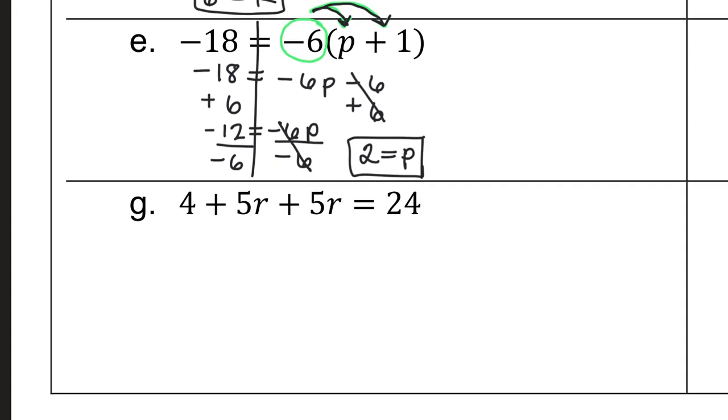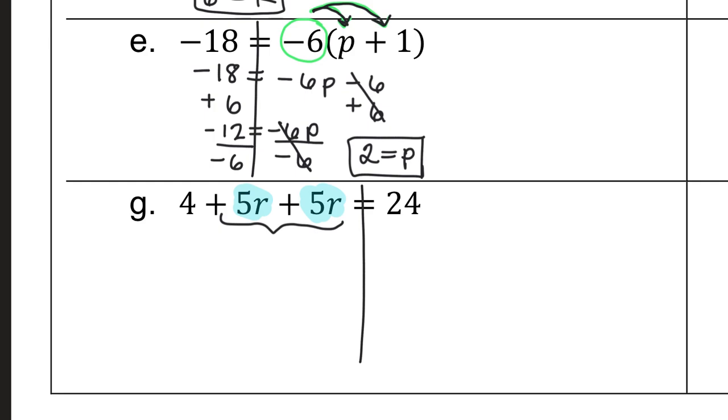And for g, we don't have anything to distribute here because we don't have these parentheses like we did in the last one. However, we do have two terms that have a variable. So we want to combine those first. So we're going to add these together. We do not need to cancel signs because we are not moving anything over to the other side just yet.